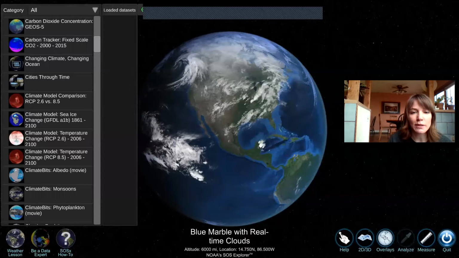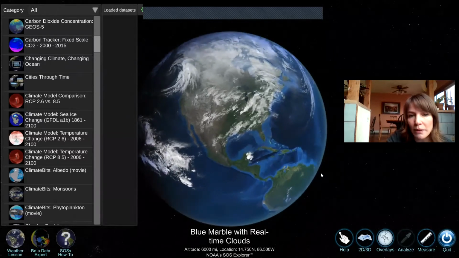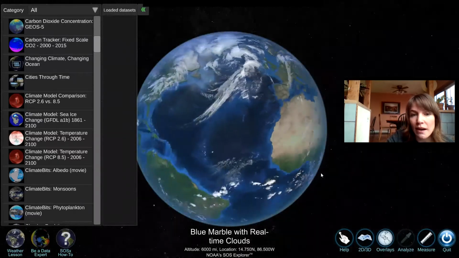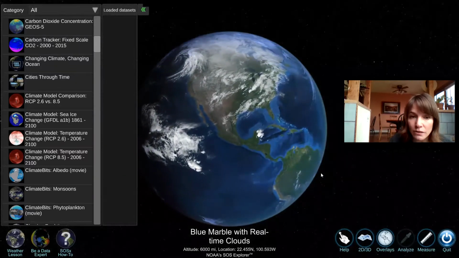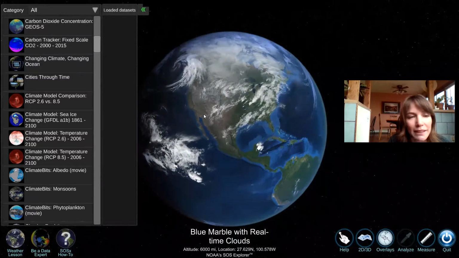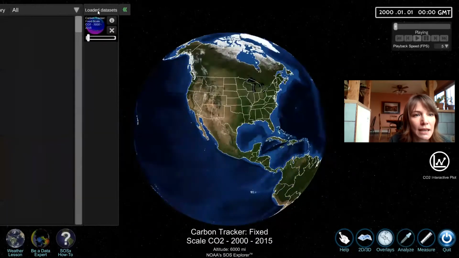Okay, so this is SOS Explorer, and when you first open it up, you can see actually real-time nighttime, the day-night terminator, so nighttime lights and daytime. So it's morning here in Colorado, and you can see real-time clouds. So these are the clouds and weather that's happening across my country today.